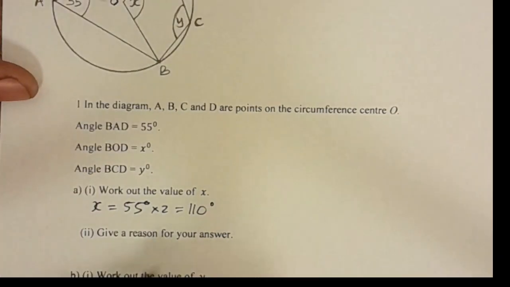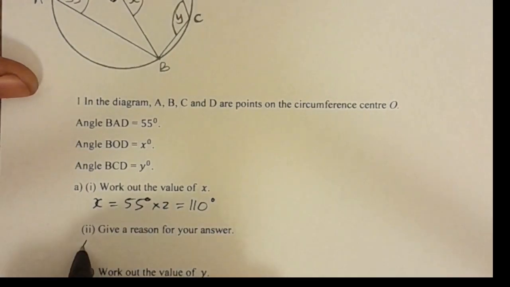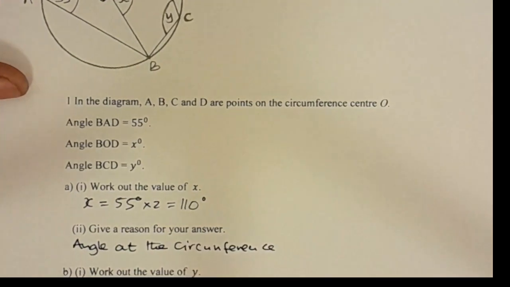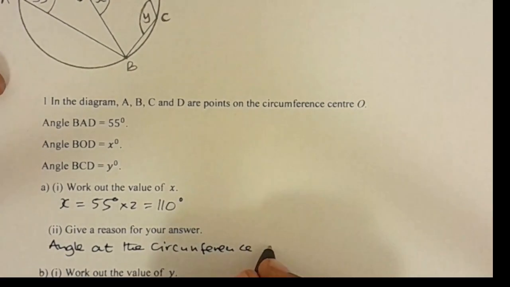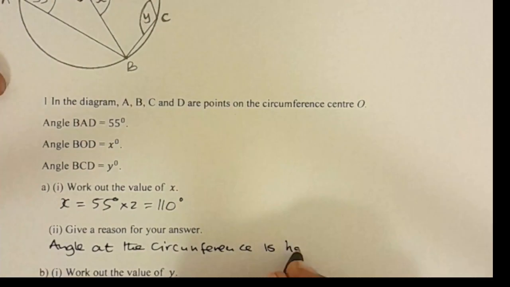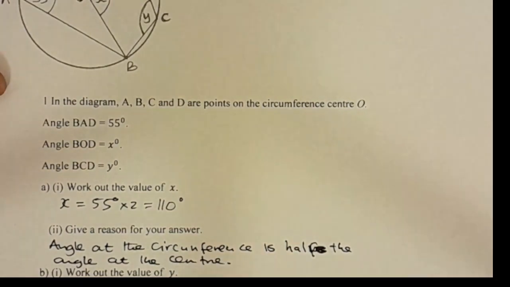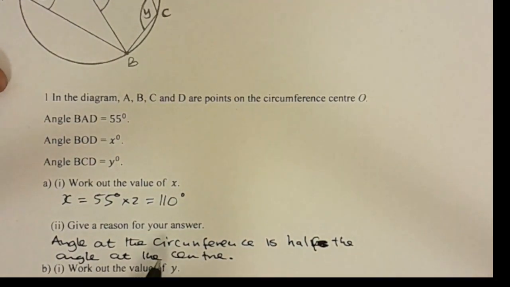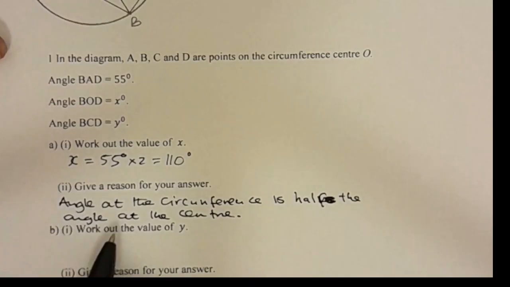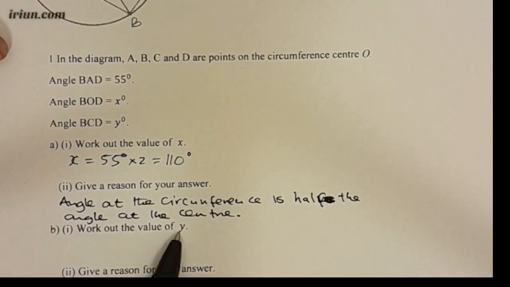Give a reason for your answer. So the reason is angle at the circumference is half the angle at the center. So that's a reason. Or in other words, you can say the angle at the center is twice the angle at the circumference. It's the same reason. But B, work out the value of y.